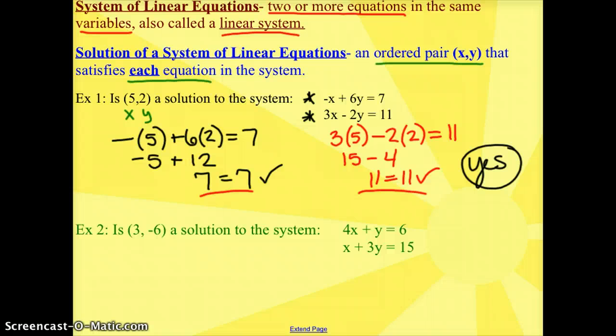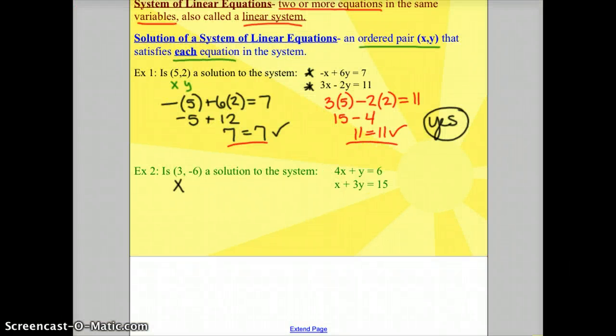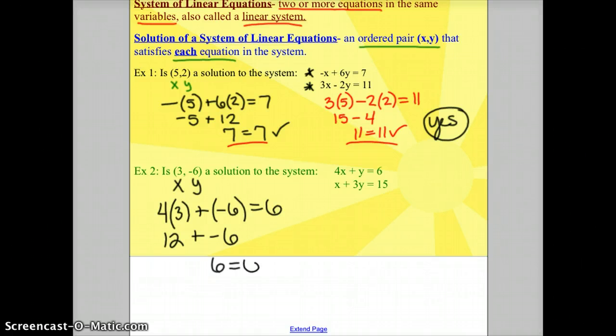For this next example, we have the coordinate 3 as my x and negative 6 as my y. If I plug into the first equation, 4 times my x value plus my y, which is negative 6, which should equal 6. I get 12 plus negative 6, and that gives me 6 equals 6. So it makes the first equation true.